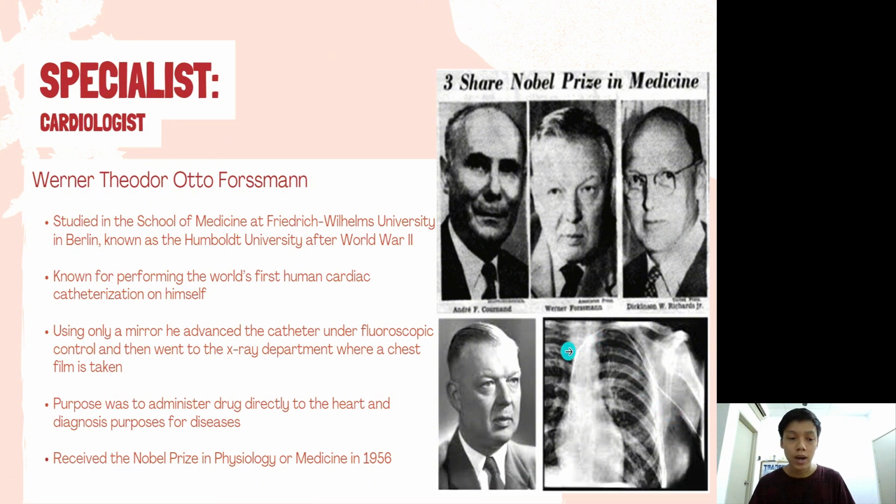So why did he do this? He did this because he wanted to invent a new way to administer drugs directly to the heart, and also this method is able to be used for diagnosis purposes. And after discovering this technique, he received the Nobel Prize in Physiology or Medicine in 1956, together with two other doctors here in this image. And this guy in the middle is Werner Forssmann.